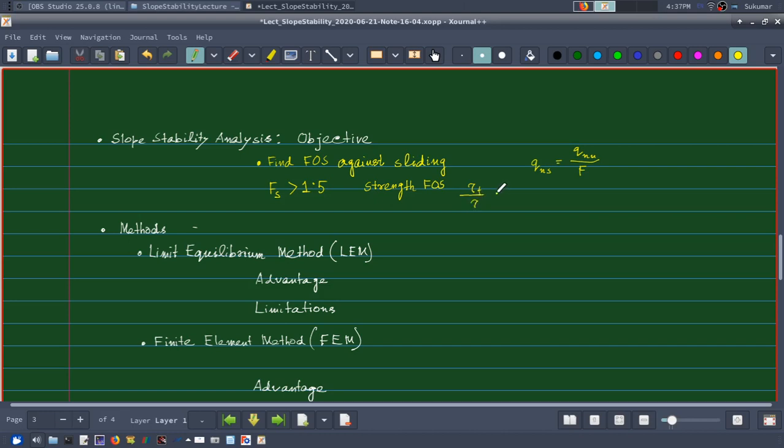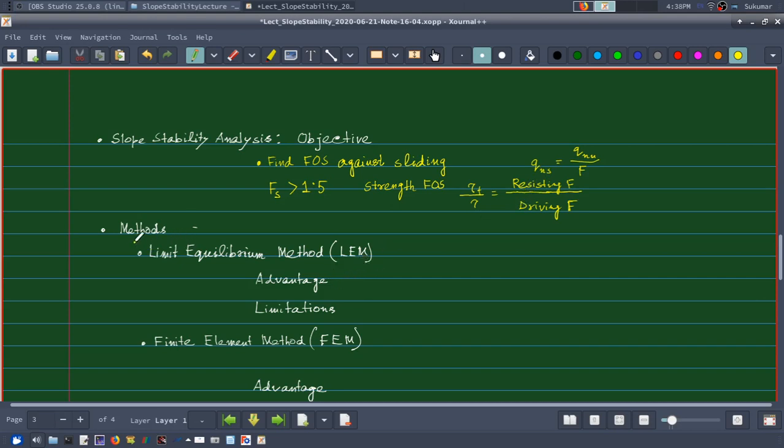Or it may sometimes be defined as the ratio of resisting force or moment to driving force or moment. Sometimes this factor of safety is also defined, although it is basically the strength factor of safety, in terms of the ratio of resisting force to driving force and so on.